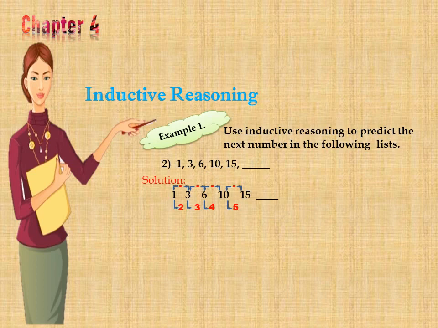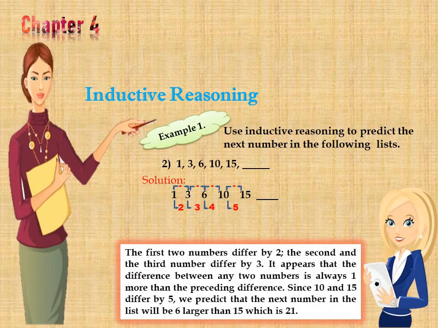If we notice, the difference is always 1 more than the preceding difference, right? So we can predict that the next number in the list will be 6 larger than 15. This will give us 21. So, the answer would be 21.